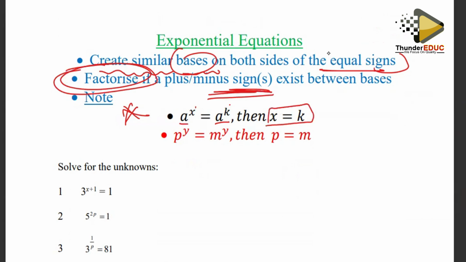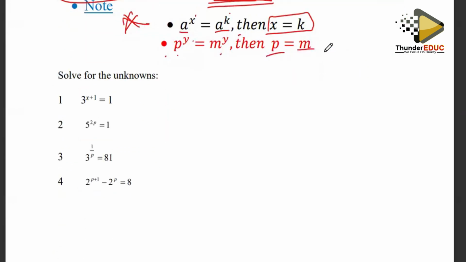Then if we have p to the y and m to the y, p must be the same as m. So in other words, for as long as the exponents are the same, automatically the bases must also be the same. For as long as the exponents are different and the bases are the same, then automatically the exponents will be the same. Let's solve the first question.